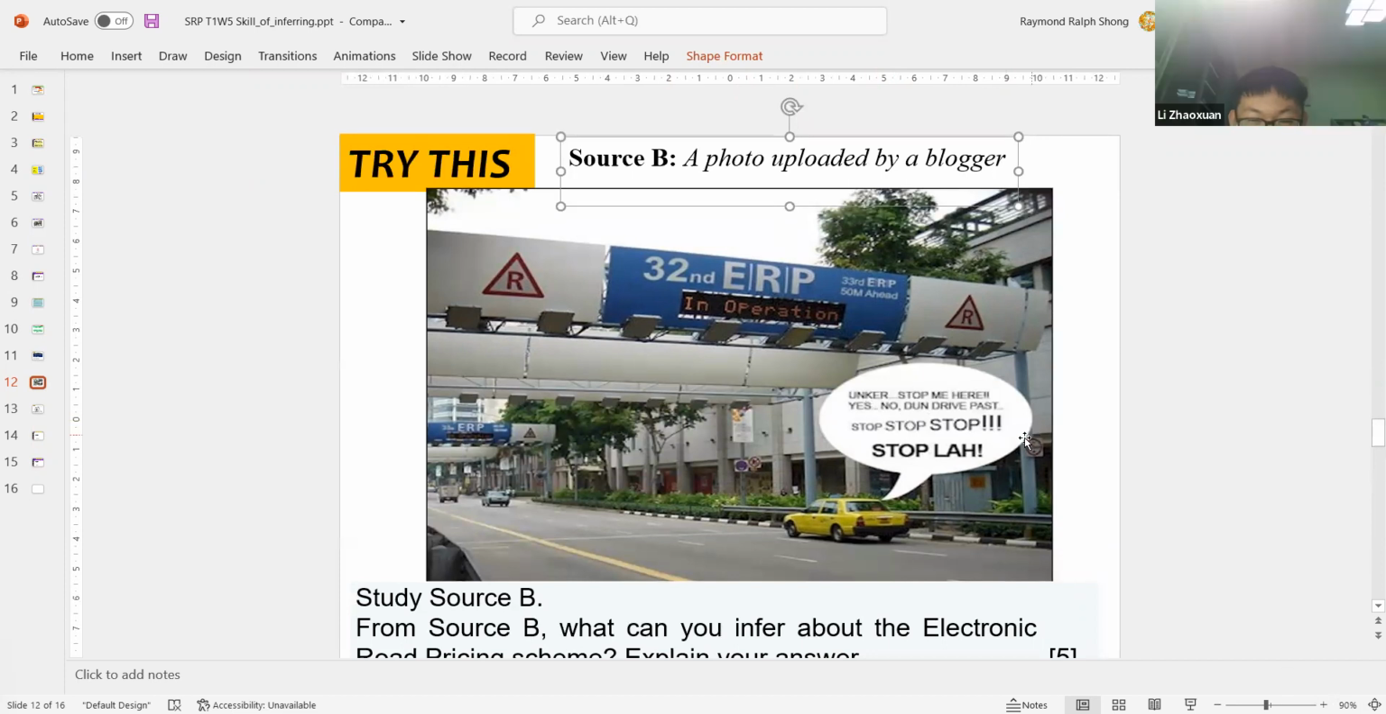Uncle, stop me here. Yes. No, don't drive fast. Stop lah. You realize how can this be? Actually I used to work in this kind of places. There's no such thing. This is Photoshop. Photoshop, they put a lot of ERP there. 32. Wow, one whole shop 32. Hey, don't go. The more you go in, I'm going to charge 50 cents.